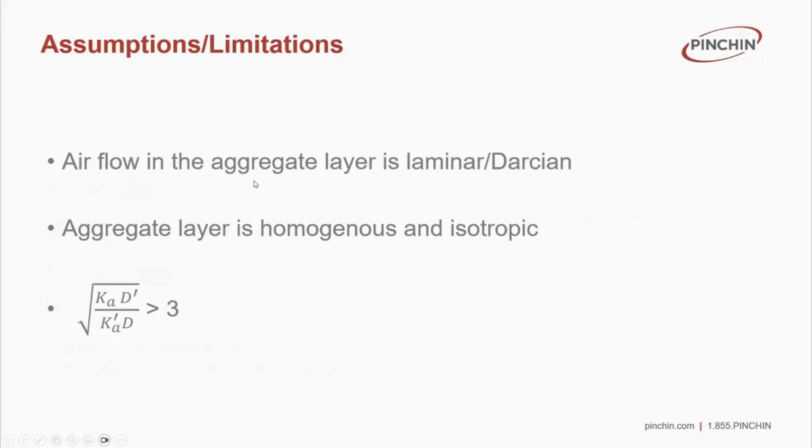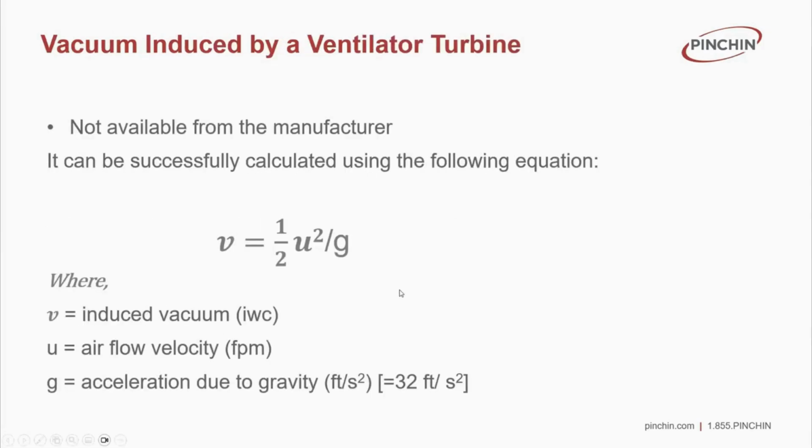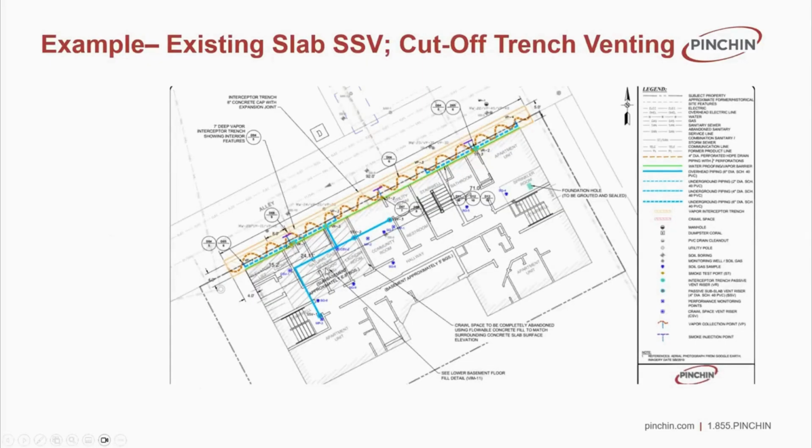The following assumptions are used in this model: airflow in the aggregate layer is laminar and Darcian, the aggregate layer is homogeneous and isotropic, and a certain quantity cannot exceed the value of 3. Now we can come up with the vacuum induced by a ventilator turbine using a simple equation, and then apply that.